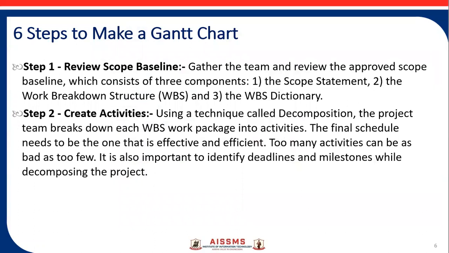So we have seen what the Gantt chart is, how it looks, and how it helps in project management. Now, how to make it? There are 6 steps to make a Gantt chart. The first one, step one, is to review the scope baseline. In this step, we first need to gather the team who is going to work on this particular project, and review the approved scope baseline.